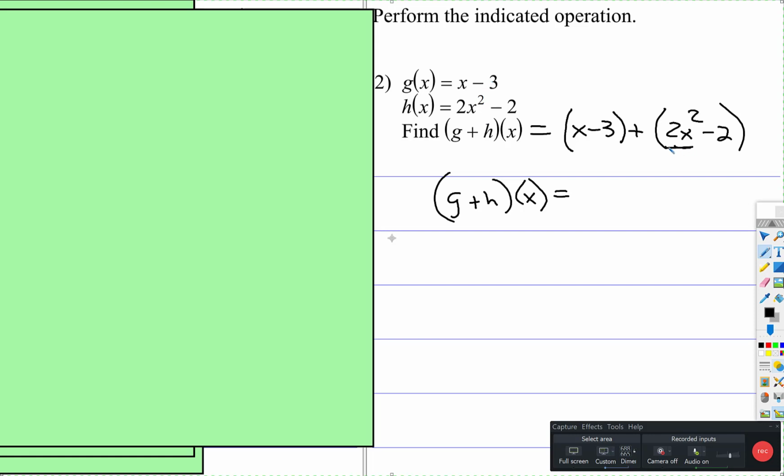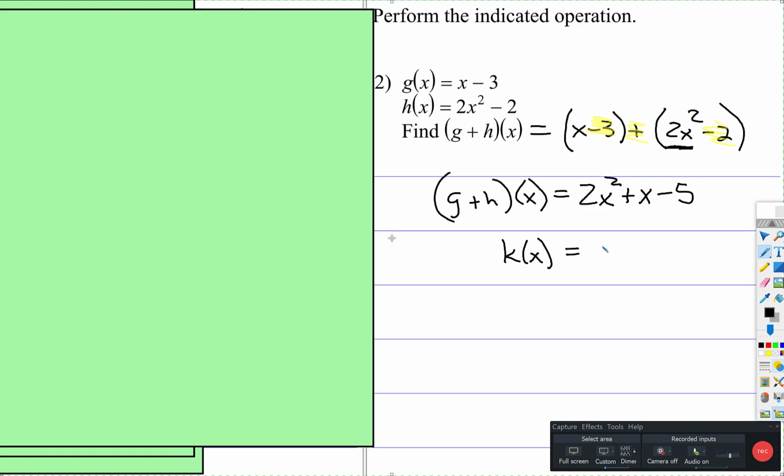Here we have the x squared, and that's positive 2x squared, and there's no other x squared, so we just bring that down. And the next highest power is x. There are no other x's, so we bring down positive x or plus x. And then what we have left is negative 3 plus negative 2, which is negative 5.